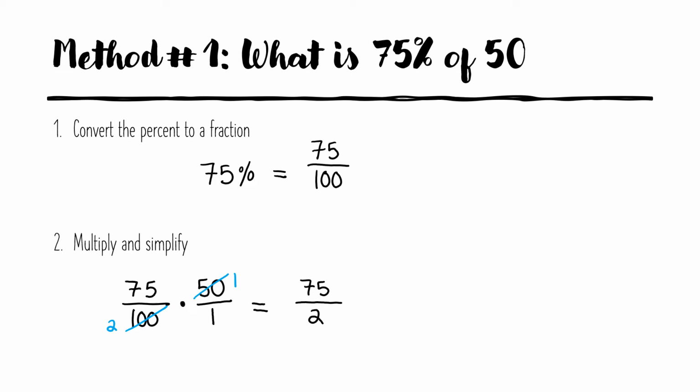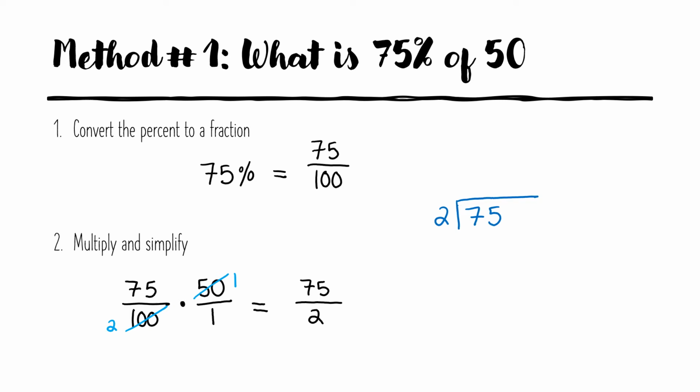Then you want to pay attention to what the question's asking for. Often if they're asking for 75% of 50 or a percentage, they want it in decimal form. So we need to figure out what 75 divided by 2 is. There's a lot of mental math tricks for this, but if you're just like, I'm not sure, we can divide 75 by 2 using long division.